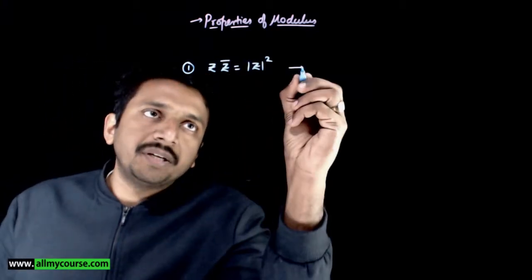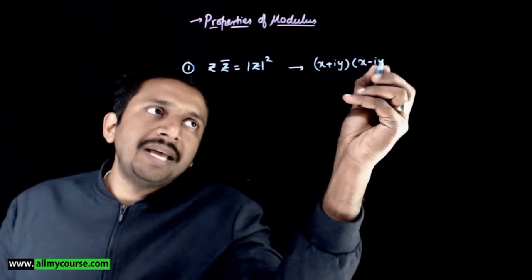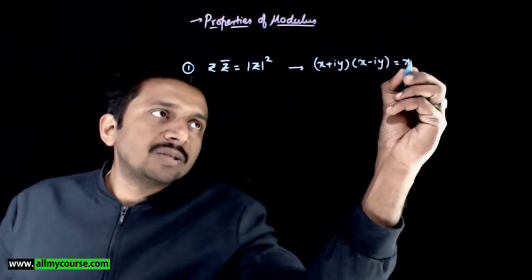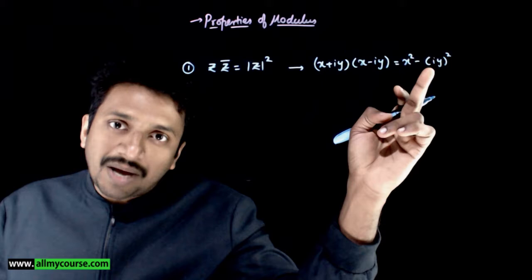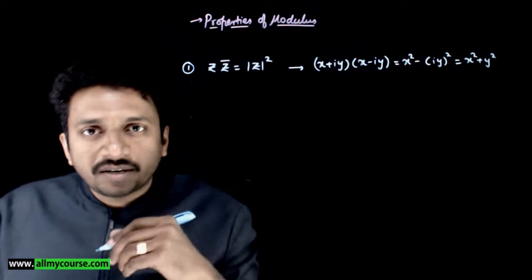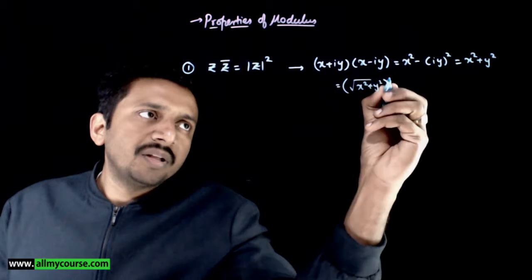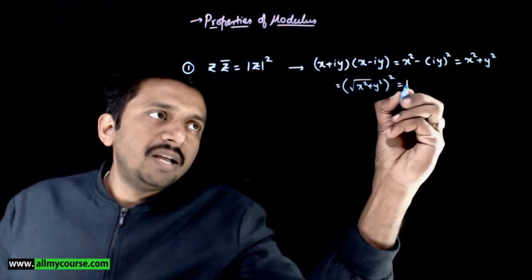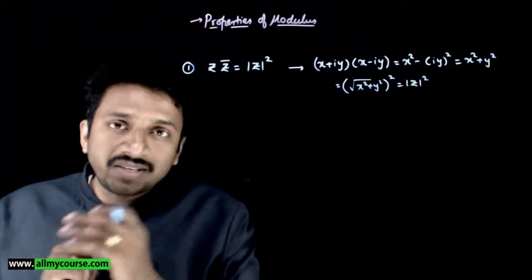This is very straightforward. If you take z as x plus iy and z bar as x minus iy, what is x plus iy into x minus iy? This is x square minus iy whole square. So iy whole square is minus y square, and minus of minus y square becomes x square plus y square. And this is equal to root of x square plus y square whole square, right? And root of x square plus y square is nothing but mod z. So that is equal to mod z whole square. So z into z bar is equal to mod z whole square.